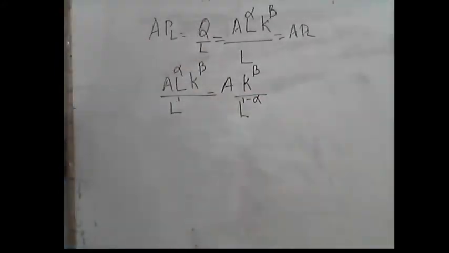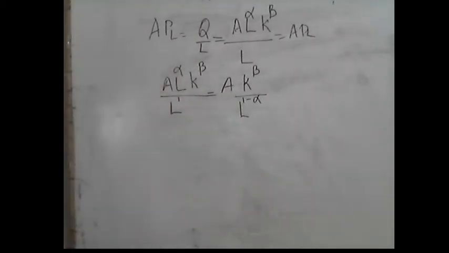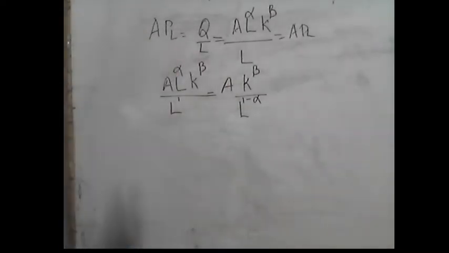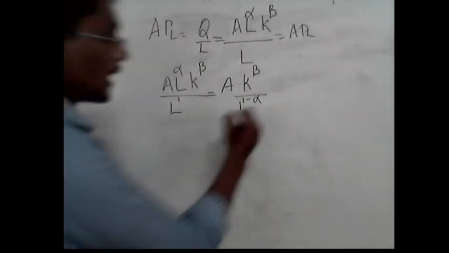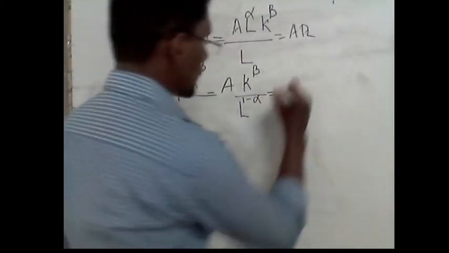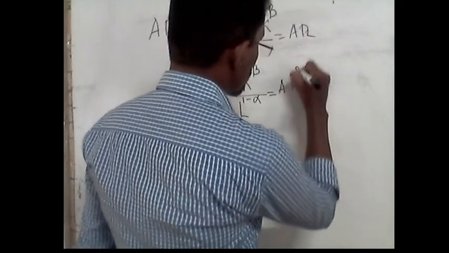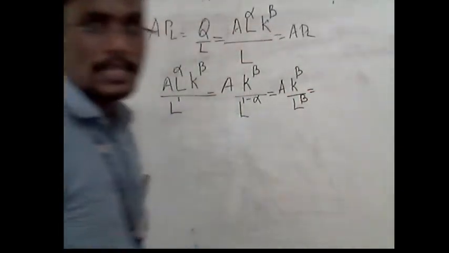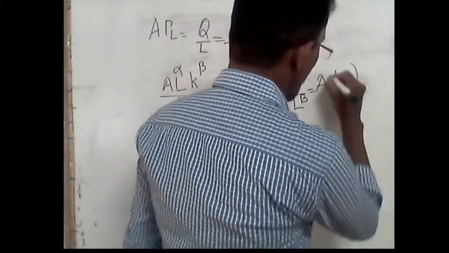Here the base is the same, and the powers are 1 and alpha. If you take this L raised to alpha as a denominator, the sign of the power will become negative, thereby this is equal to L raised to 1 minus alpha. Since 1 minus alpha is equal to beta, this becomes L raised to beta, that is A K raised to beta divided by L raised to beta, and the powers are the same, thereby this is again equal to A times K by L, the whole raised to beta.